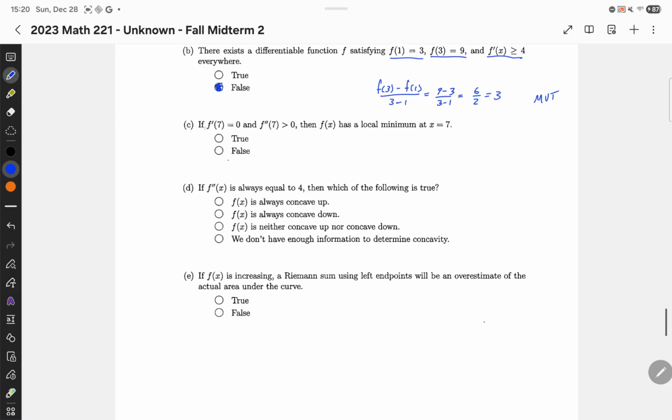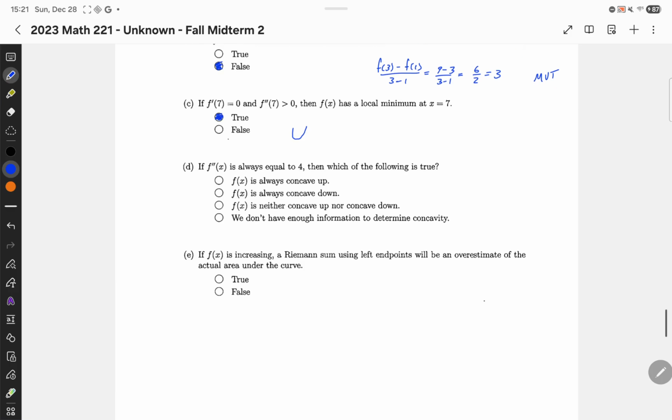Alright, next up, we have that if f prime of 7 is equal to 0, and f double prime of 7 is greater than 0, then f of x has a local minimum at x equals 7. And yep, that's definitely true, right? If the first derivative is equal to 0, that tells you it's a critical point, and then the second derivative being greater than 0 tells you that it's going to be concave up, so it's going to be something like this. So we're definitely going to have a local minimum there, so that's going to be true.